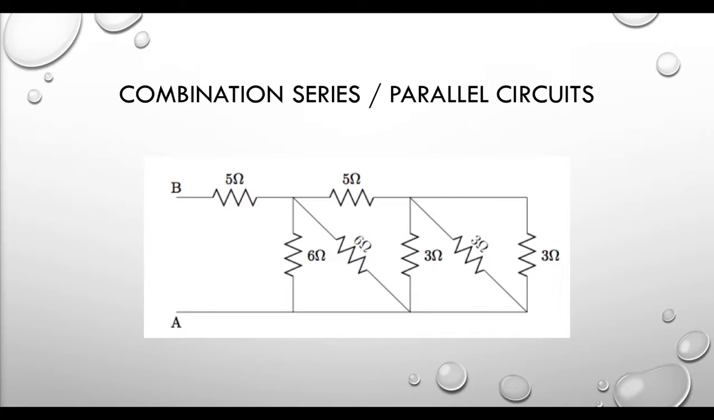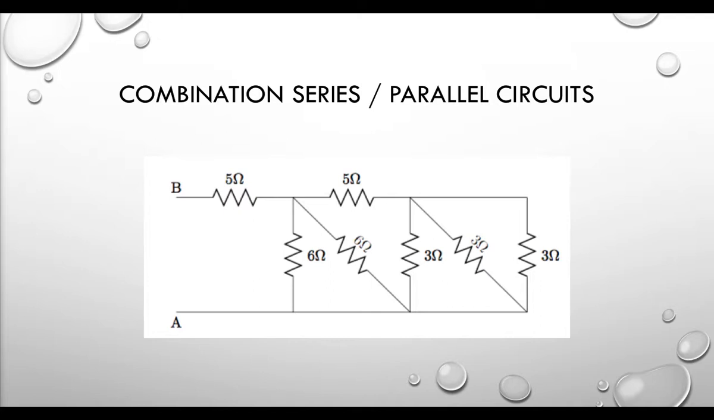So we can put them in parallel, and then the total resistance of the three of them together is 1 ohm. If we then replace those three with a single resistor of resistance 1 ohm, then that 1 ohm resistor is in series with the 5 ohm resistor at the top in the middle.